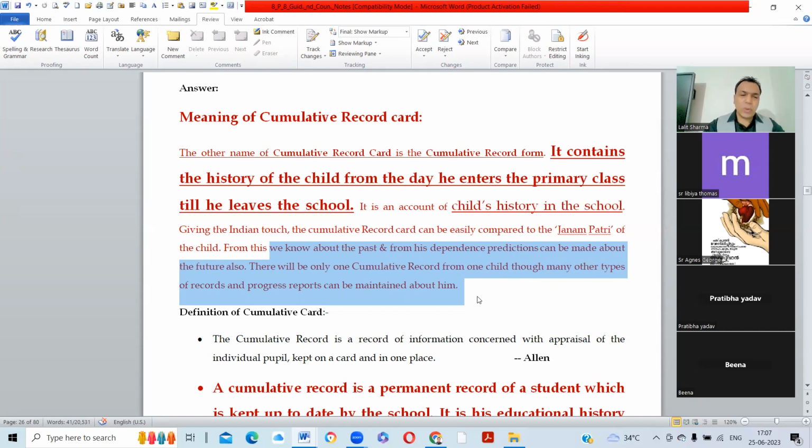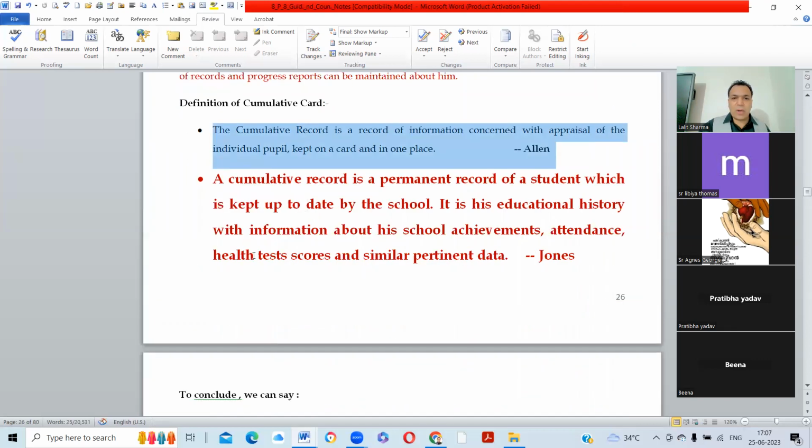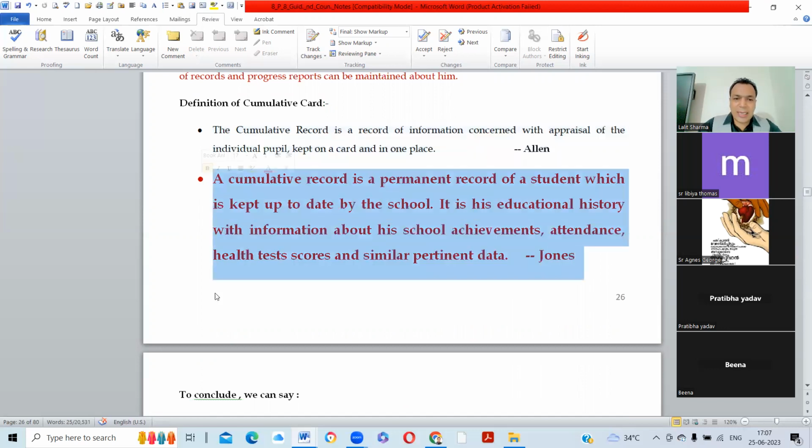Okay, so I think you have come to know that cumulative record is the detailed record of a child's history in the school. Okay, even Ellen has said that the cumulative record is a record of information concerned with the appraisal of the individual, kept on record in one place. And Jones has said that a cumulative record is a permanent record of a student which is kept up to date by the school. It is the educational history with information about his school achievement, attendance, health, test scores and similar pertinent data.